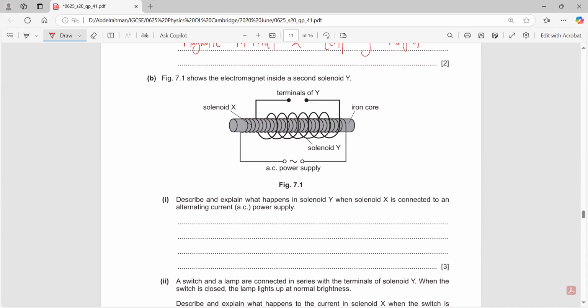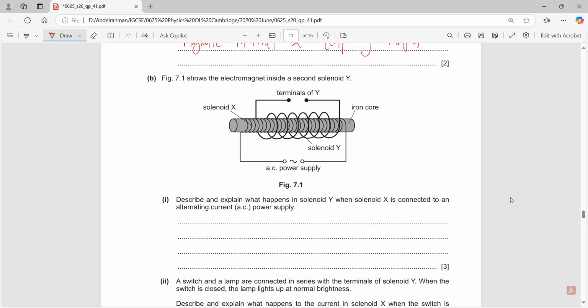Why? Because you can think of this as a transformer. A transformer has an iron core, and it has two coils, the primary and the secondary coil. So this is almost the same as a transformer. You have the iron core, you have solenoid X, which is a coil, you have solenoid Y, which is another coil, and then you have an alternating current. Transformers operate using an alternating current.